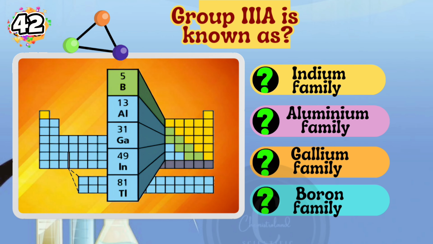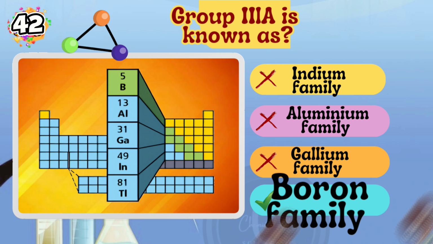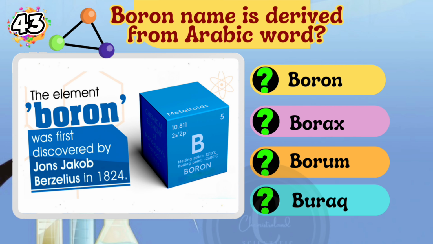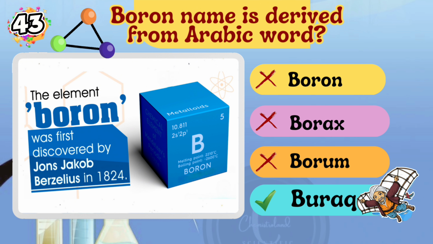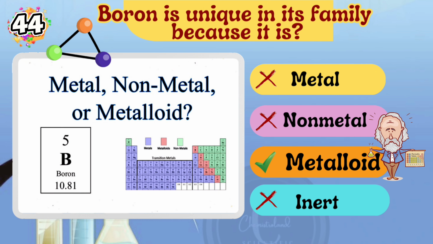Group 3A is known as boron family. Boron name is derived from the Arabic word. It is derived from burak. Boron is unique in its family because it is metalloid.